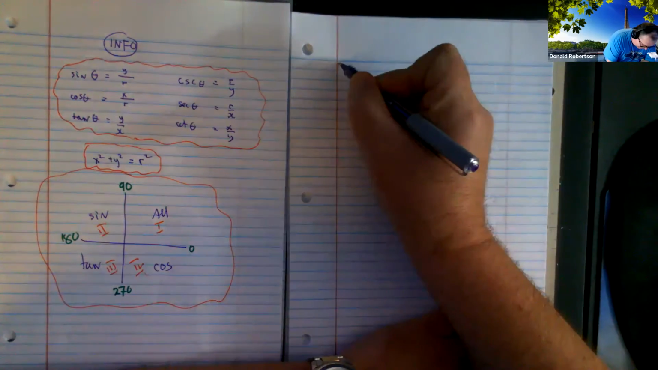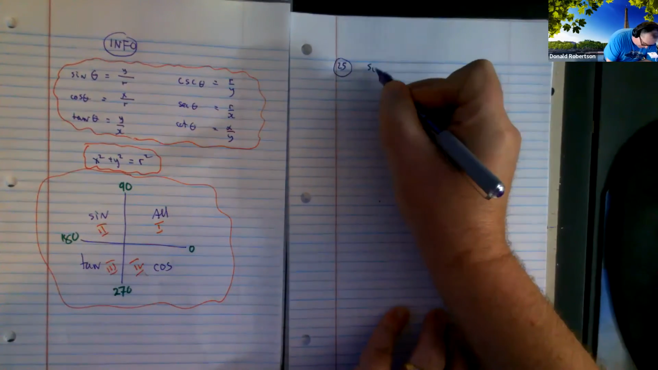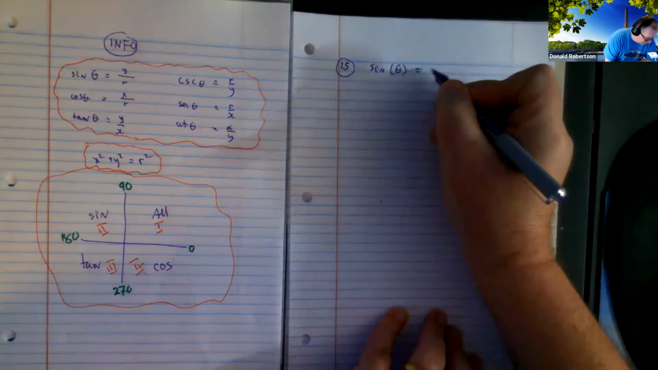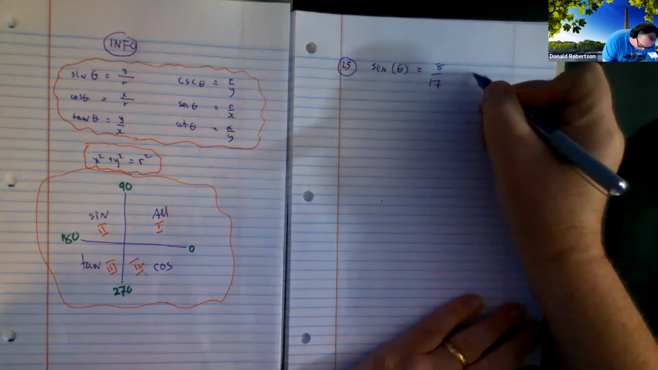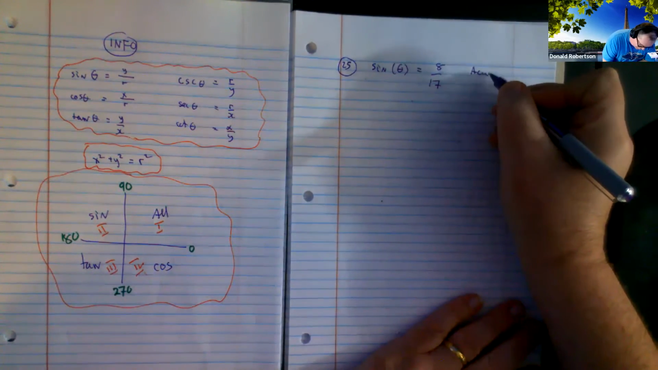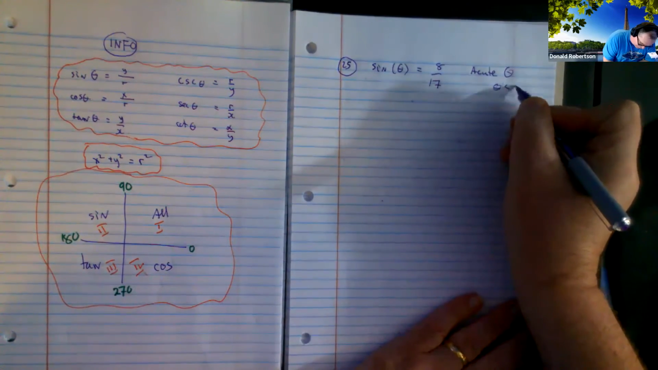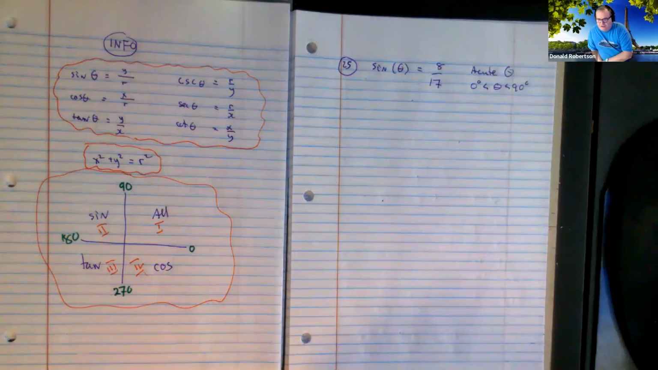Now, the next questions are really not that different, but just for completeness' sake, I'm going to do it for you. Sine of theta is equal to 8/17. And you're told that it's an acute theta. Isn't an acute angle an angle between 0 and 90? Haven't they just told you it's in the first quadrant? Would you agree? They've told you where it is.